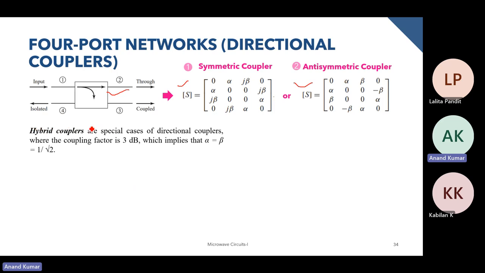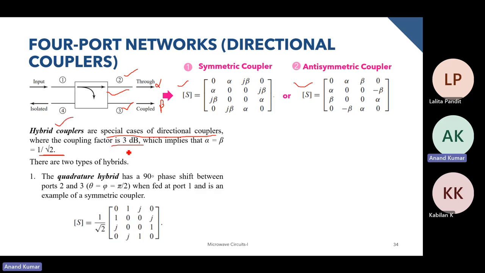The hybrid coupler is a special case of this directional coupler where the coupling factor is 3 dB. 3 dB implies port 2 and port 3 will receive equal power. Hence, alpha and beta both of them will be 1 by root 2. This hybrid coupler can be of two types. First is the quadrature hybrid, which is the symmetric coupler, where we have theta equal to phi equal to pi by 2, and this will result in this matrix over here.